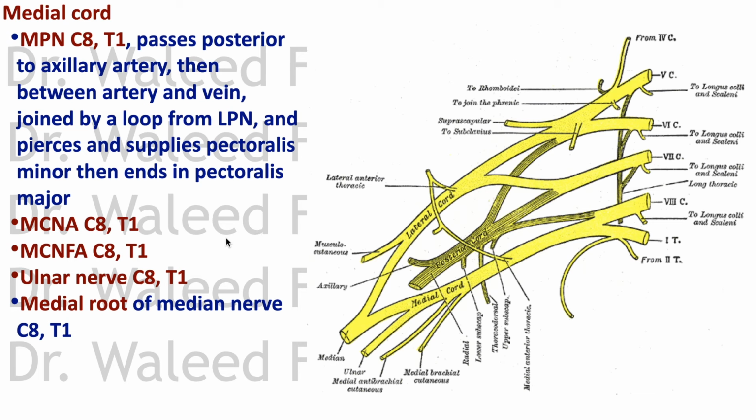Okay. And the medial root of the medial nerve. These are the 5 branches. There are 3 branches from the lateral cord, 5 branches from the posterior cord, 5 branches from the medial cord.